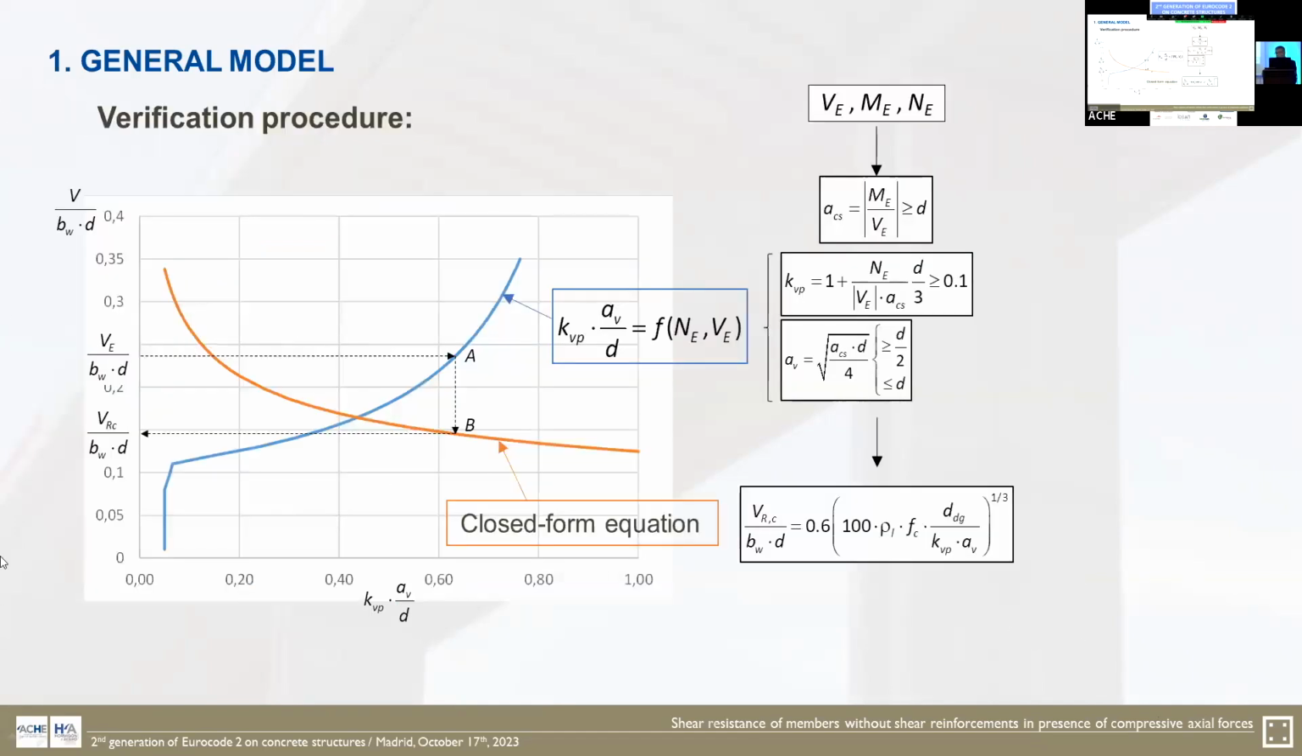The general model can be easily used for verification problems. So given the applied forces, the values of KVP and the mechanical shear span can be calculated easily, and the shear resistance can be obtained by the closed form equation. Note that different values of shear resistance are obtained for different values of applied forces.